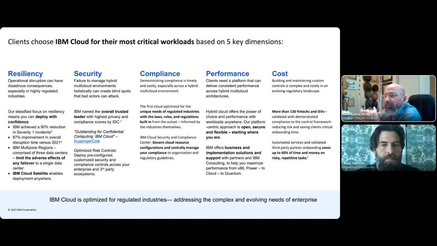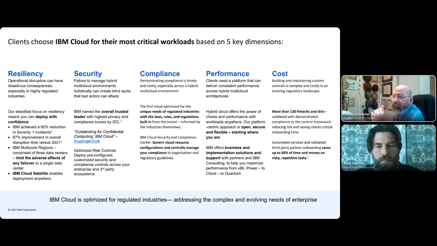So the question becomes, how do you decide where to place those workloads? This is where IBM is helping clients make the right workload placement decisions. And these decisions are based on five key dimensions, and this is what we heard from customers: resiliency, security, compliance, performance, and cost. IBM has dedicated itself to delivering on these top parameters with IBM Cloud, particularly for clients in highly regulated industries, so they can make decisions on their critical workloads in the mid and back office with confidence.